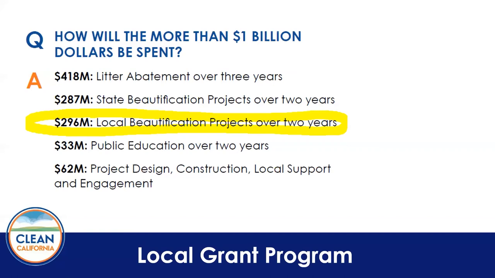The Clean California program as a whole consists of 2 parts: the beautification program, public education, and the project design side that Caltrans is implementing, and then the local grant program, which is a competitive grant program just for local agencies. And that program was a set aside of $296 million out of that $1 billion pot.